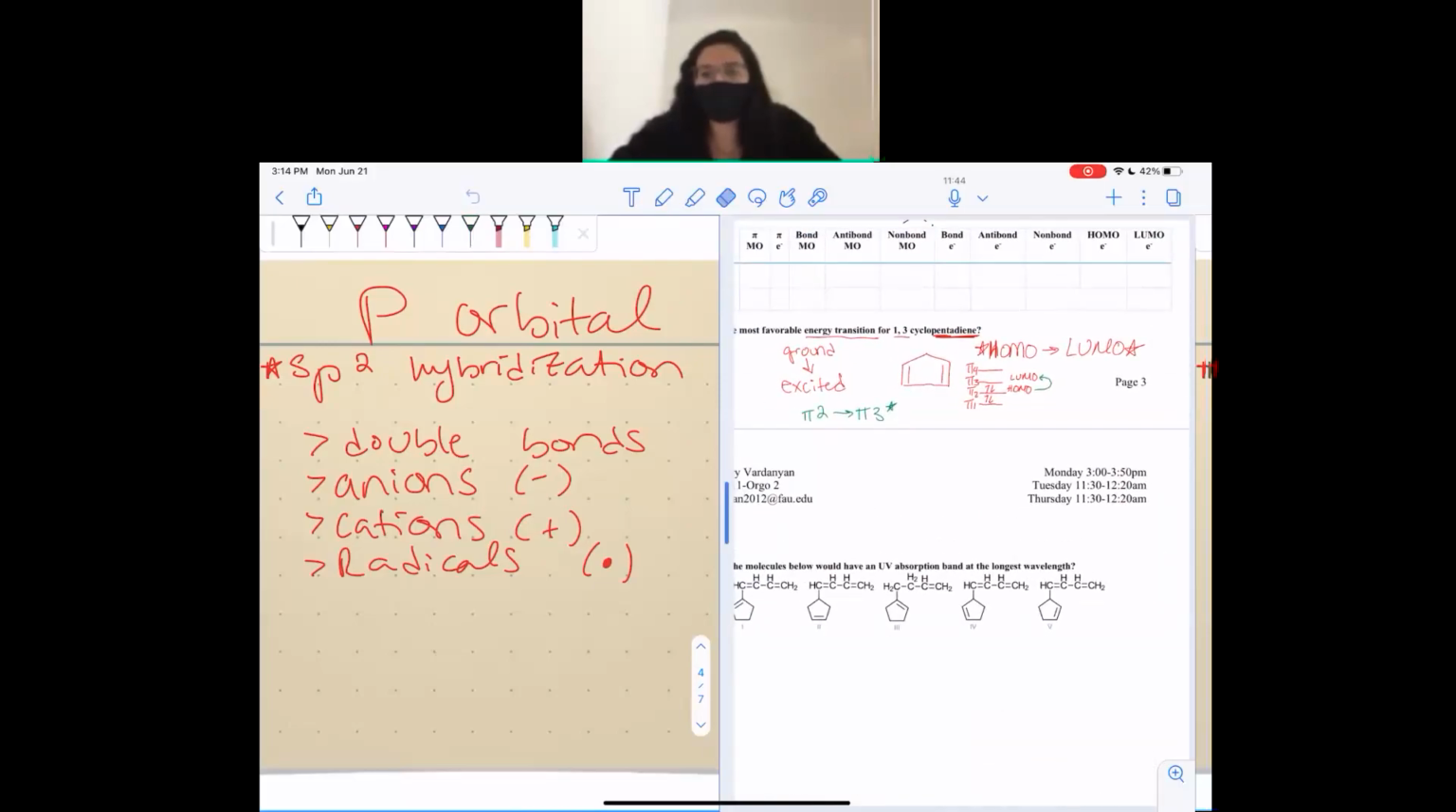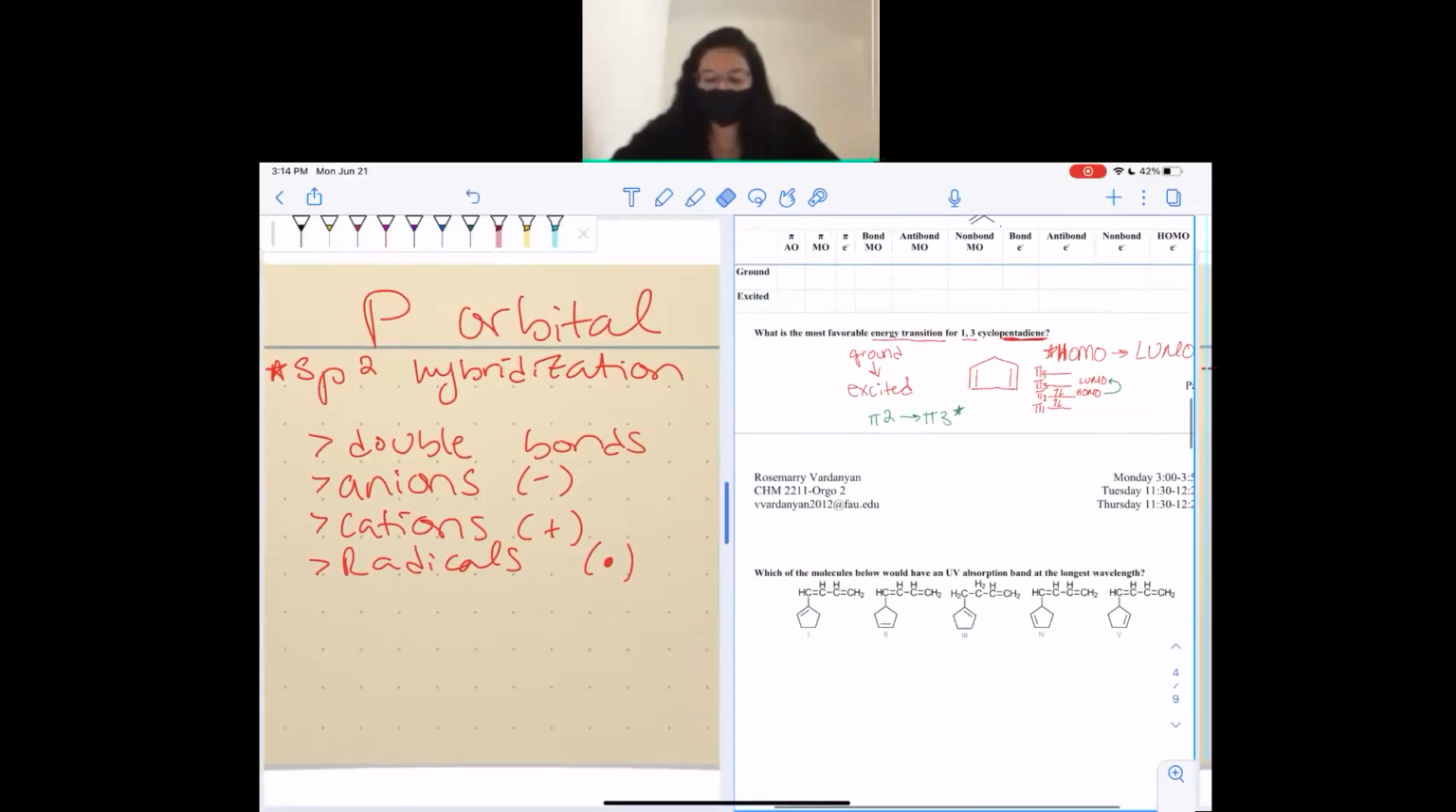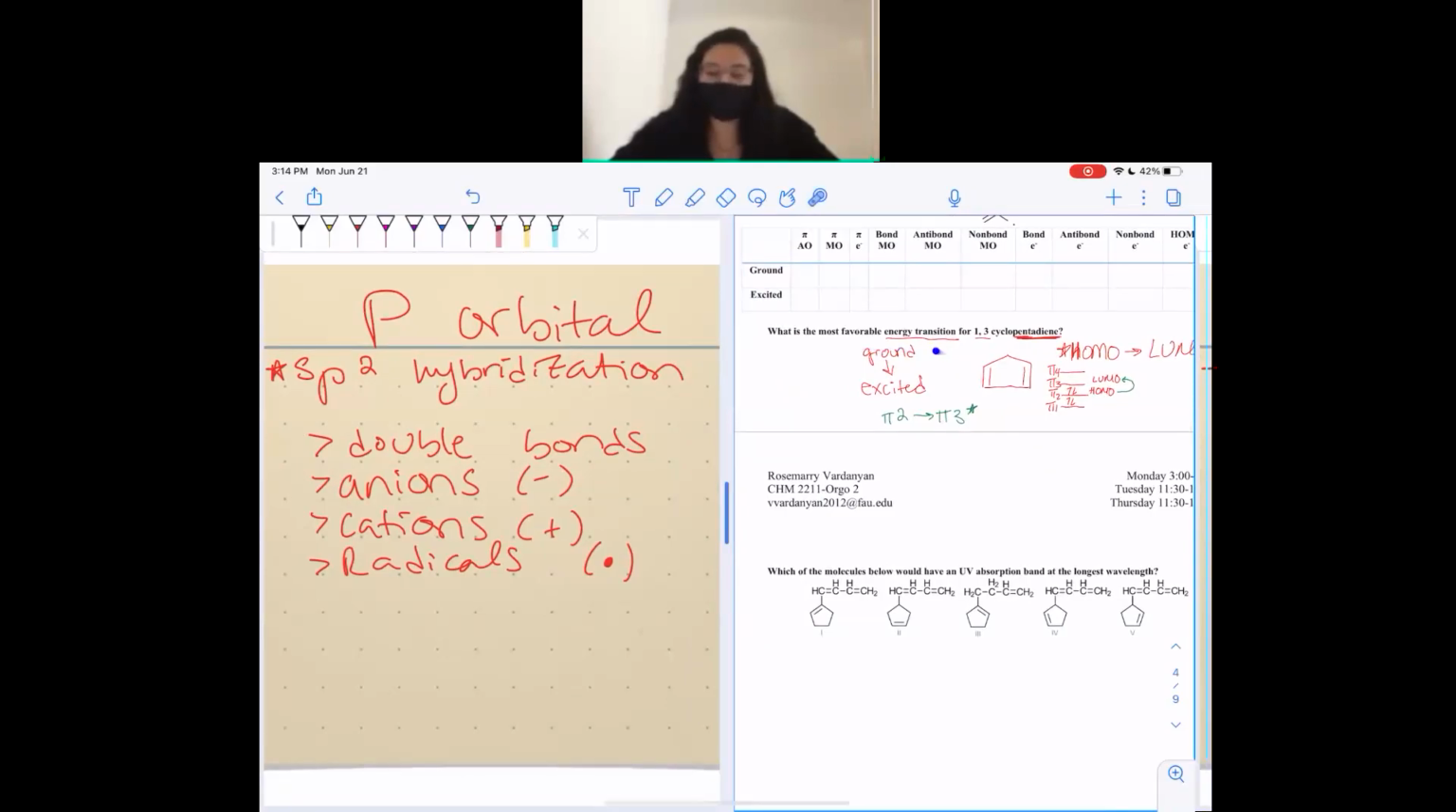And then someone asked, so essentially they're asking for energy levels. Yes, they're basically asking you where the electron is going to go from and where it's going to. And we're going to go from one of the pi to another pi.